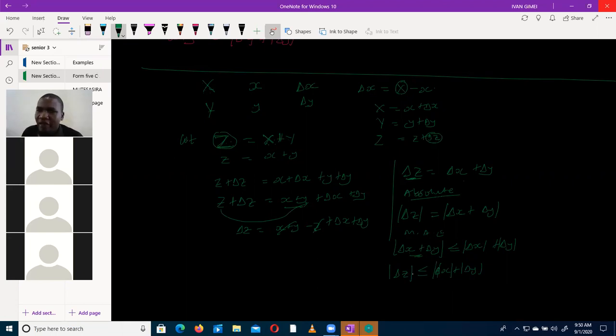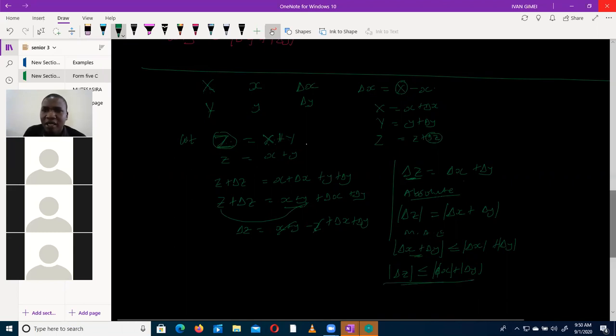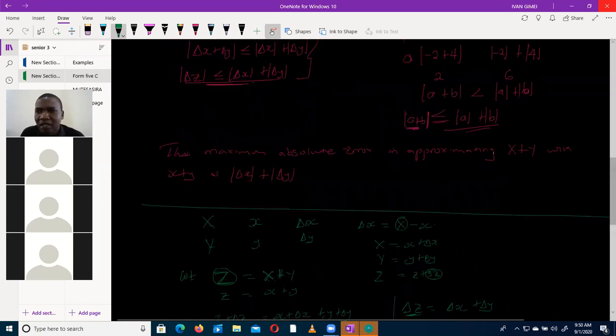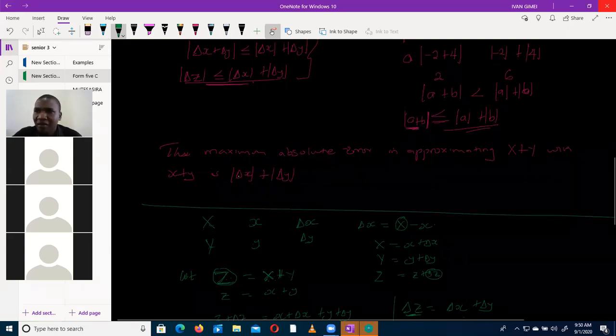So they can ask you to derive the expression for the maximum absolute error in x plus y. This will be the expression for it. So this conclusion now holds. We say the maximum absolute error in approximating capital X plus capital Y with this is that and that. Hope you've now understood it. Yes. Okay. Now let's proceed.